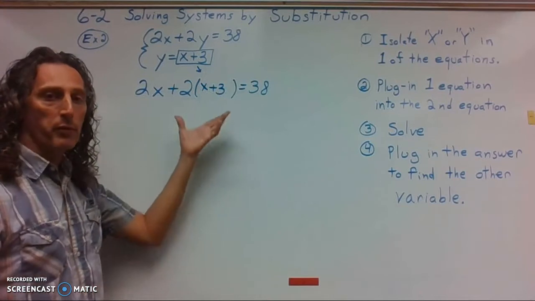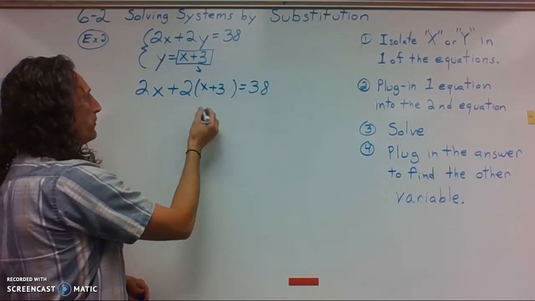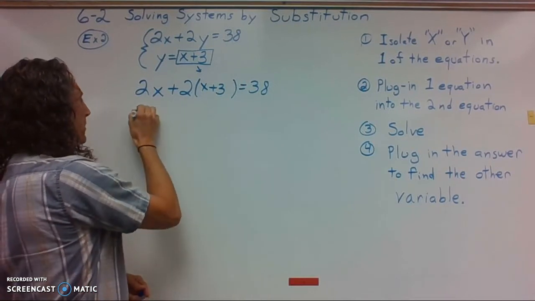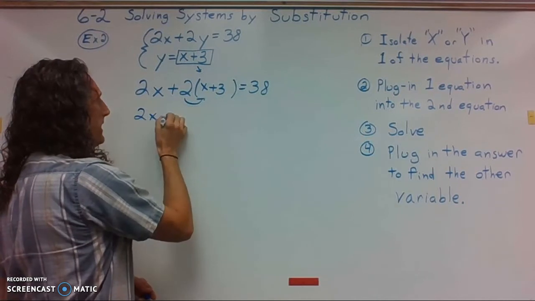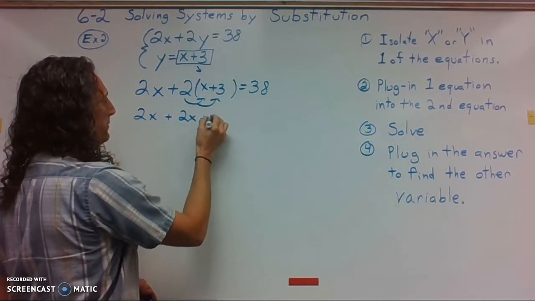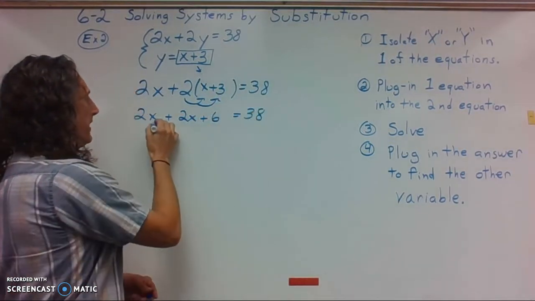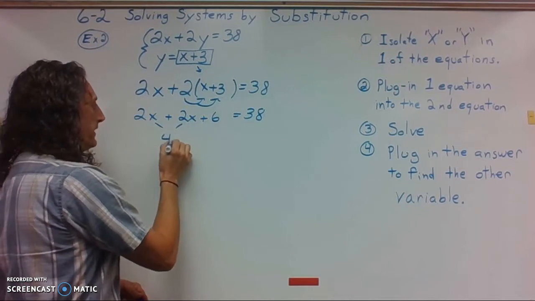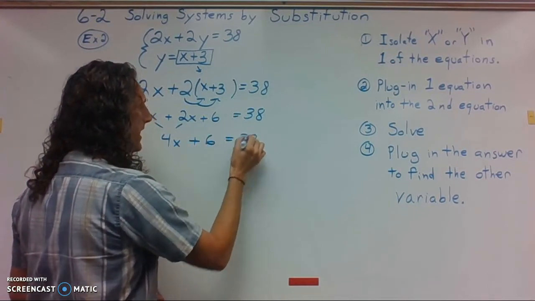Now, again, we've been practicing our equations. So our first step is to distribute. So I'm going to drop down the 2x. I'm going to go 2 times x is another 2x. And then 2 times 3 is plus 6 equals 38. I have my like terms. That's 4x plus 6 equals 38.